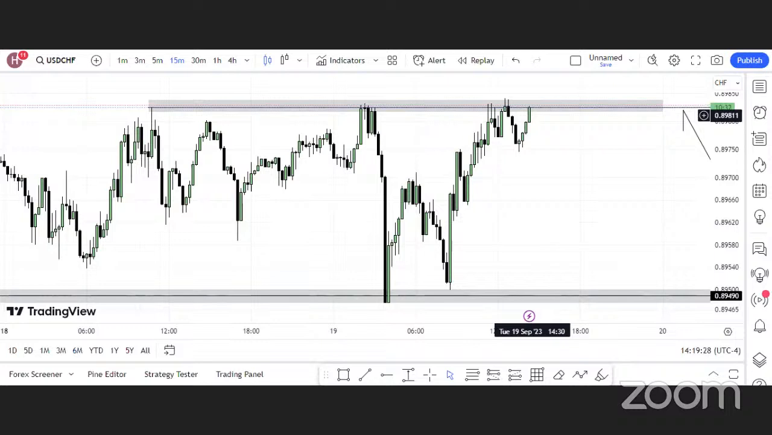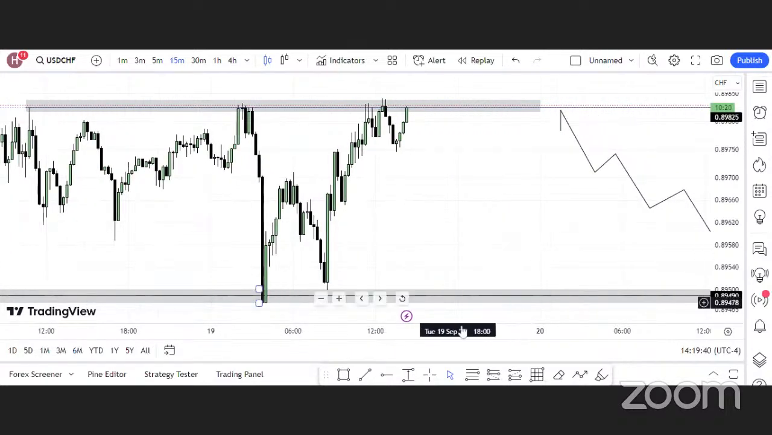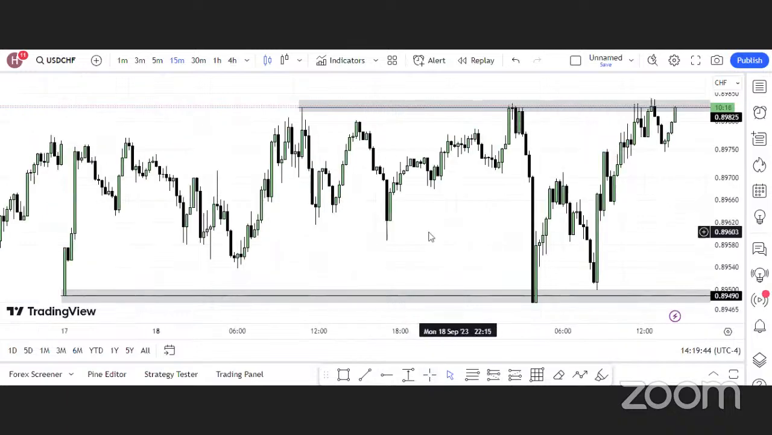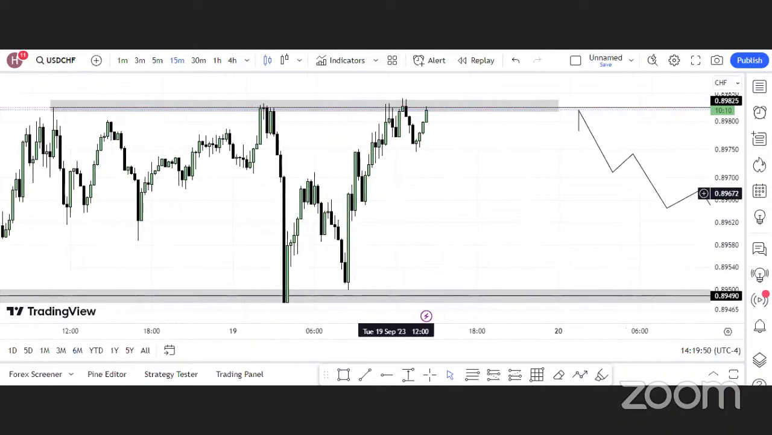You want to look for a confirmation. It is very, very important. You want to wait for a confirmation before you place any trade, any entry. So now let's talk about confirmations. What kind of confirmation do we want to get before we can actually place a trade?